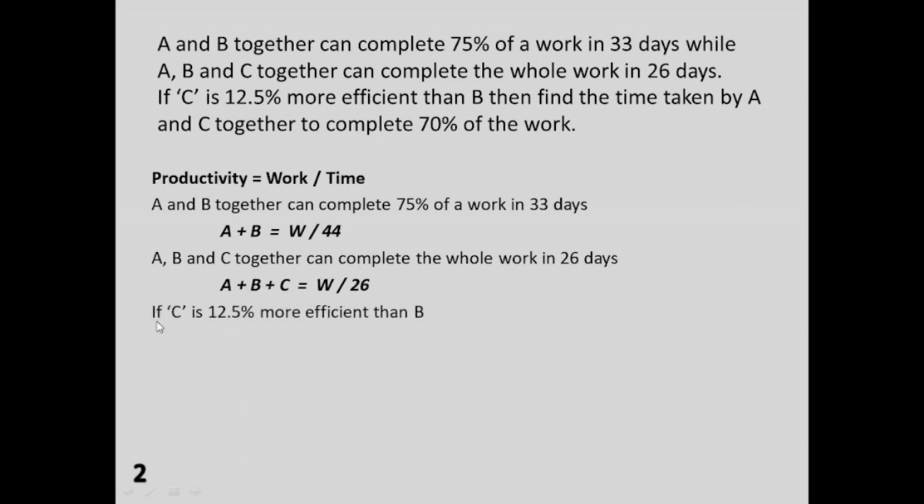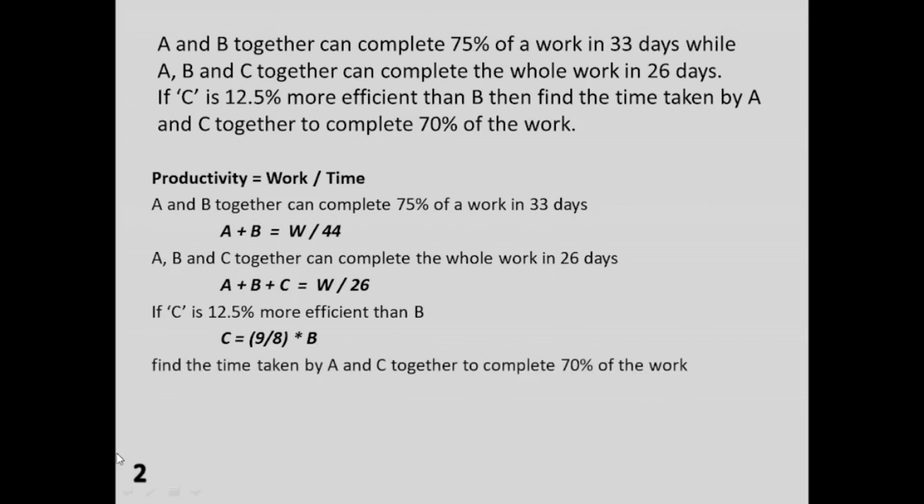The next sentence is, if C is 12.5% more efficient than B, it is like more than, that means plus, the reference is B, so C is equal to B plus, because of more than, plus 12.5%. 12.5% is nothing but 12.5 by 100 of the reference, so multiplied by B. If we simplify it, we get C is equal to 9 by 8 of B.